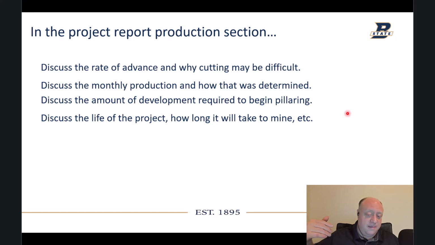In the production section, you're going to discuss the rate of advance, and why cutting might be difficult in the scenario. Discuss the monthly production, how that was determined, how much development is going to be required before you begin pillaring. It's like the timeline, right? That's kind of important. And of course, discuss the life of the project, how long it's going to take to mine, etc.